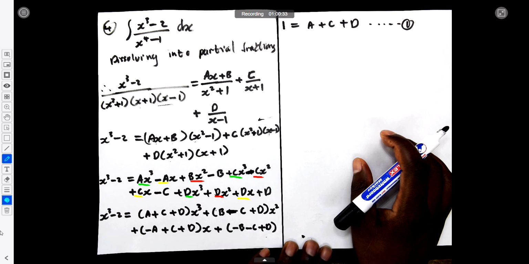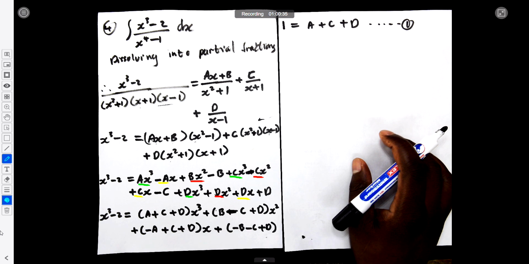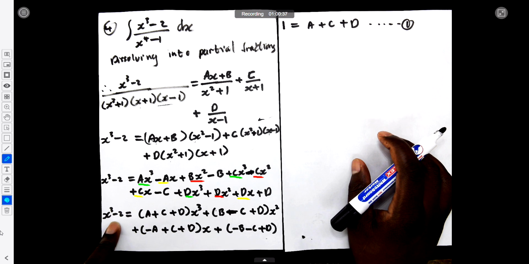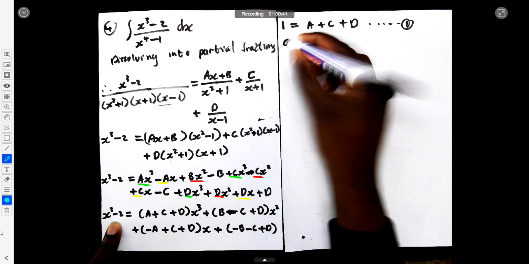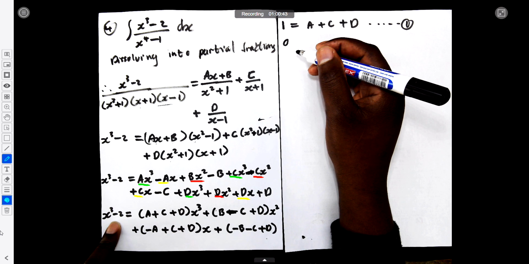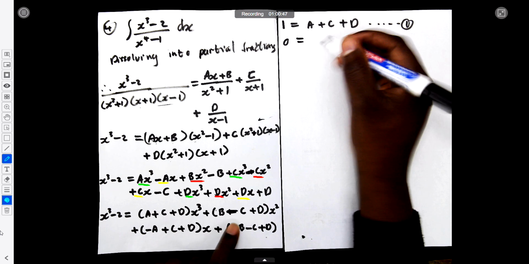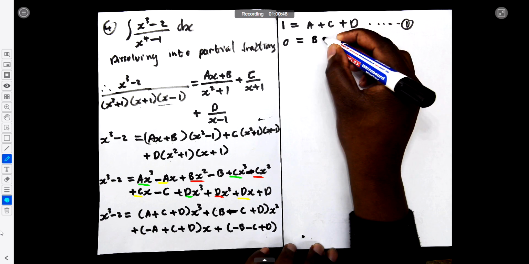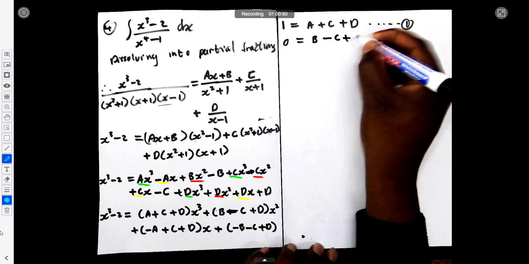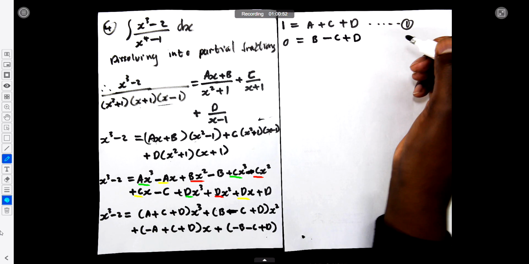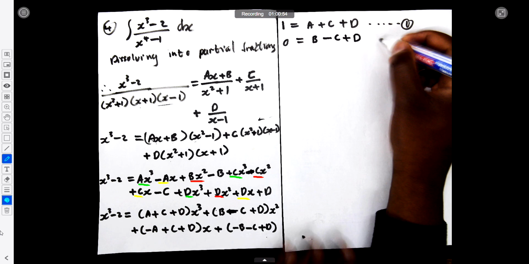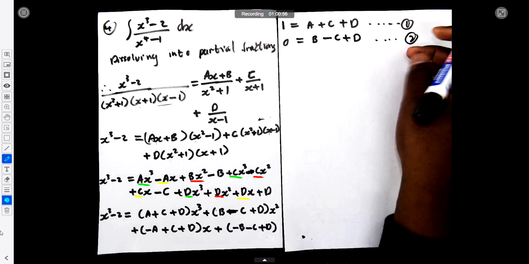Now we're going to the coefficients of x squared. In the right hand side, we don't have x squared, so which means it's 0, isn't it? So I have 0 there. Therefore, in the left hand side, the coefficient of x squared is B minus C plus D, isn't it? So we have equation 2.